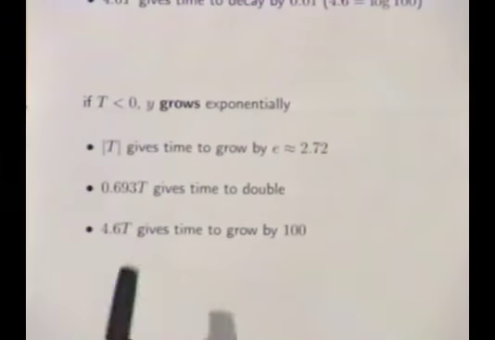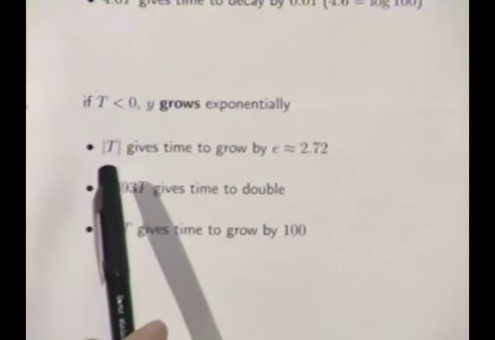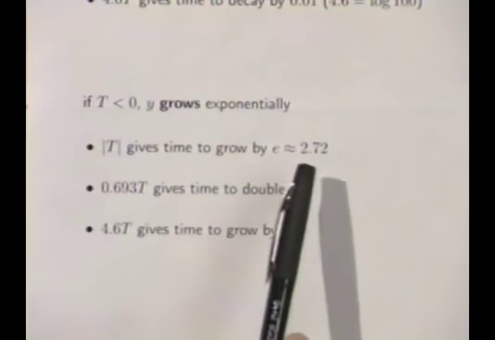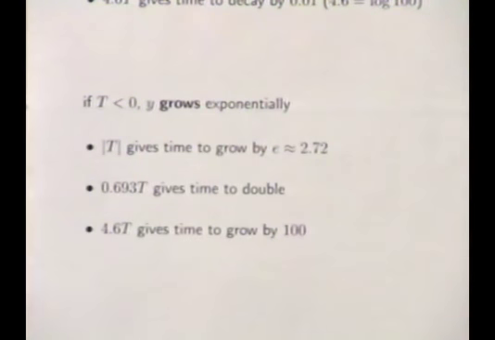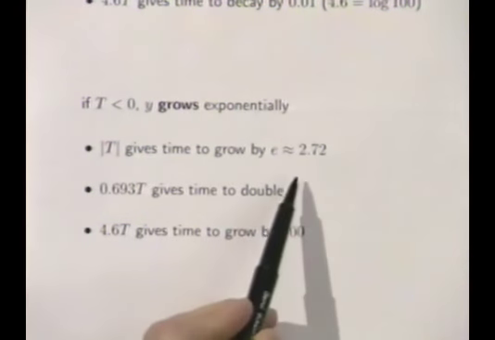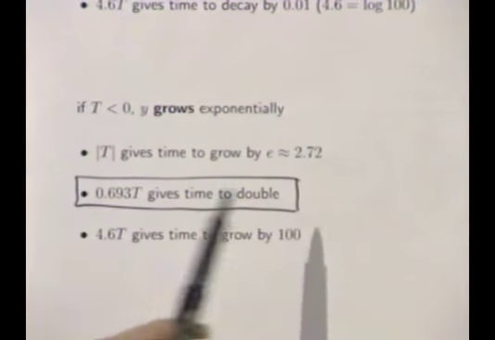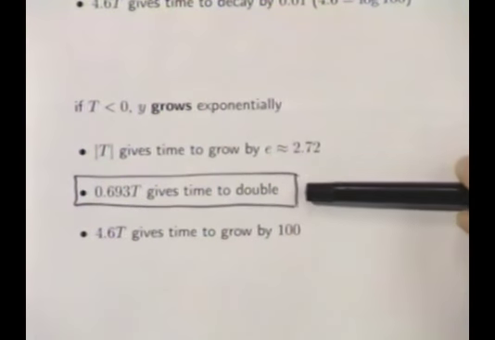Now, if T is negative, then this formula gives exponential growth. And then the absolute value of T gives you the time to grow by a factor of e. 0.693 T gives you the doubling time, is what people call it. So that would be the doubling time. And 4.6 T gives you the time to grow by 100. So usually, in fields where things grow exponentially, people refer to the doubling time. Okay, so that's usually what you look at. So this would be, for example, if you're going to do, well, we'll get to some of that.